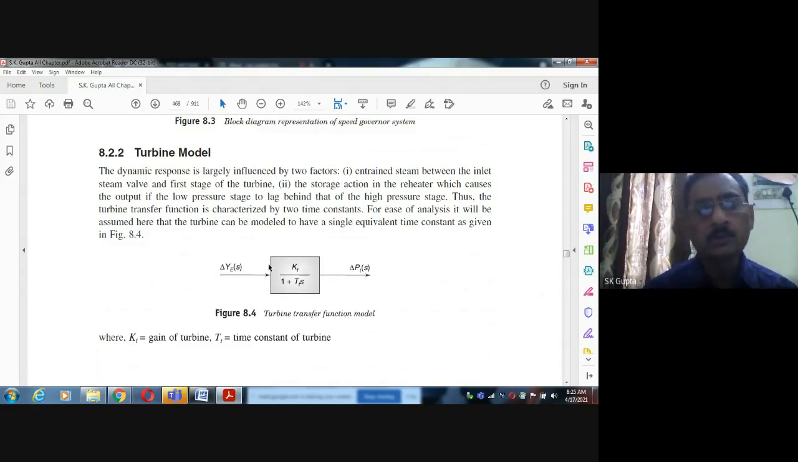So it is a block diagram model of the turbine system, and you can call it a turbine transfer function model. Kt is the gain, Tt is the time constant. So this is a turbine.